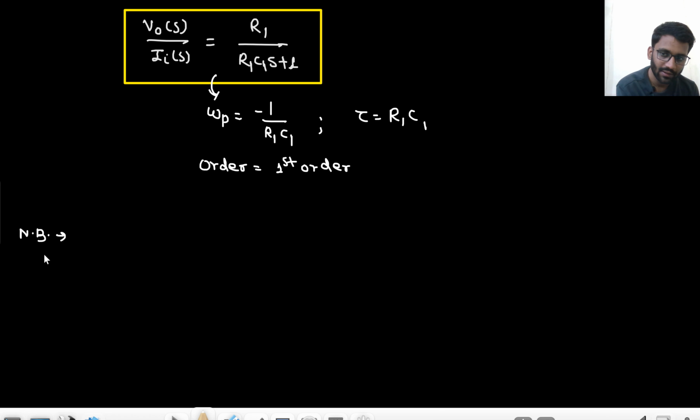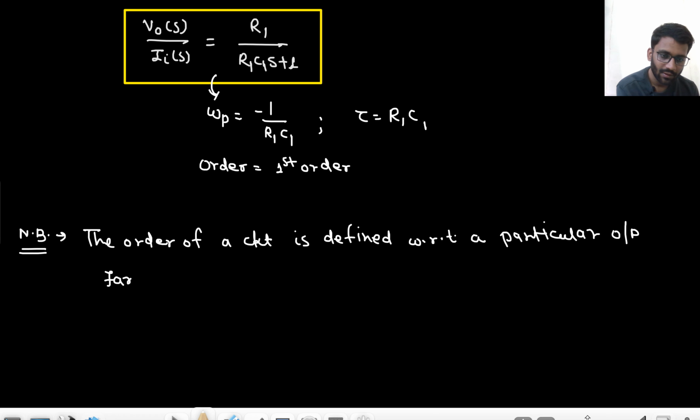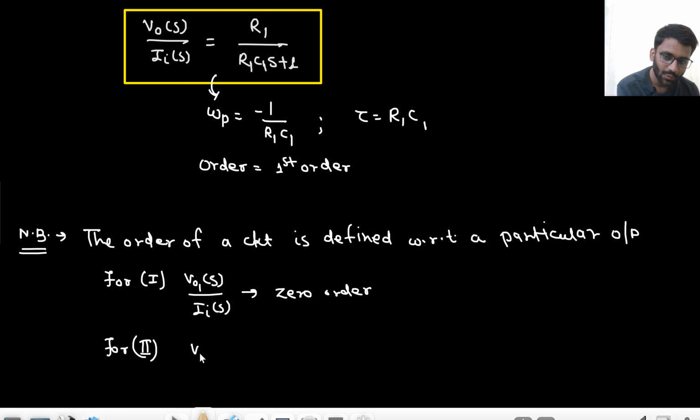So note, you can write that the order of a circuit is defined with respect to a particular output. For case one, V01S by INS, it was zero order, and for second case, V02S by INS, this was first order. Are you getting my point or not? I hope you have understood the point that I wanted to deliver here, that the order of the circuit is dependent on the output that you are taking.